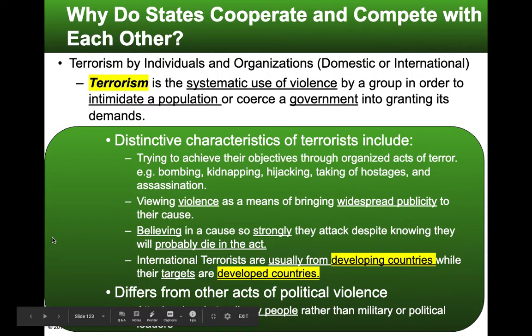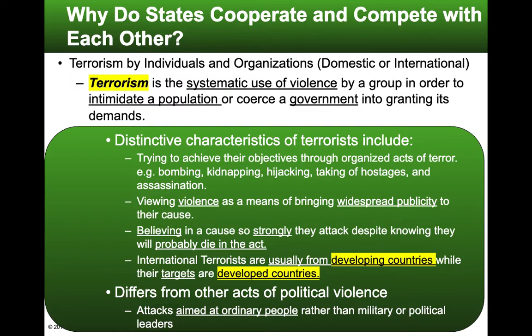Terrorism is defined by your textbook as the systematic use of violence to intimidate a population or coerce a government. Distinct characteristics include, but are not exclusive to, the following: the use of terroristic tactics such as bombing, kidnapping, hijacking, hostages, and assassinations. They view violence as a means of bringing widespread publicity, so getting it to the mass audience.